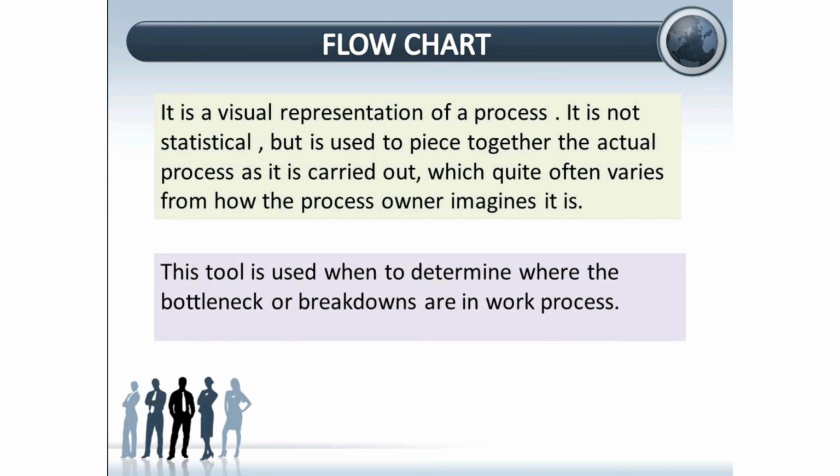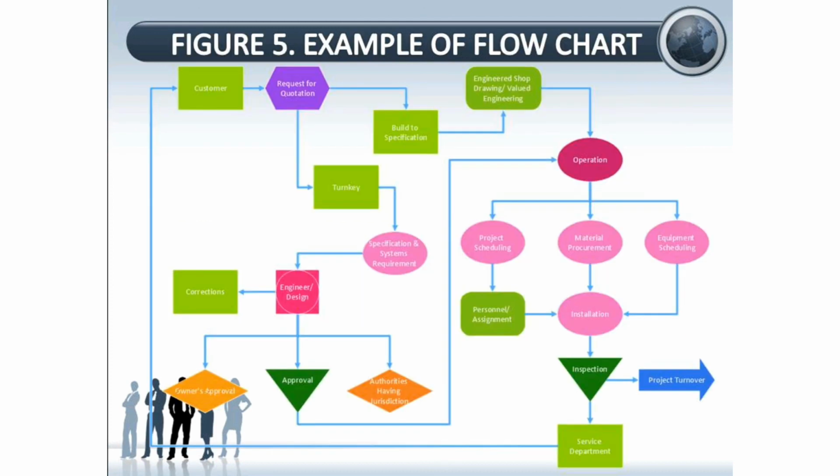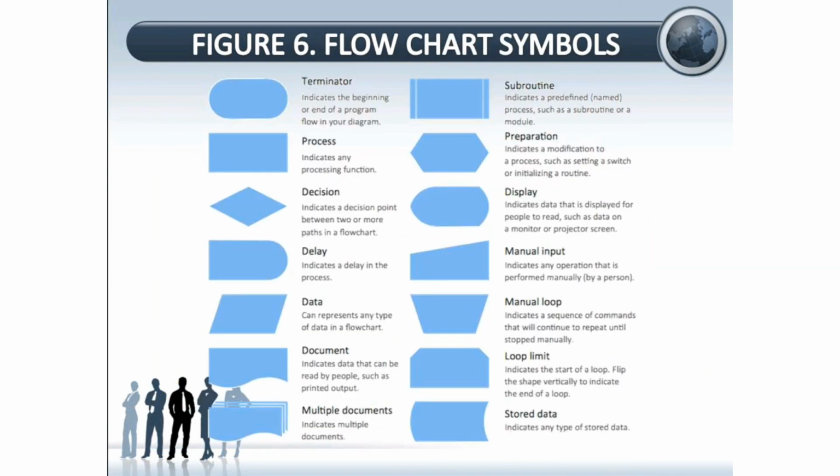It can be used to help the company model its process and understand and communicate all activities in the process, the relationship between inputs and outputs in the process, and key decision points. Here is an example of a flow chart. These are the flowchart symbols.